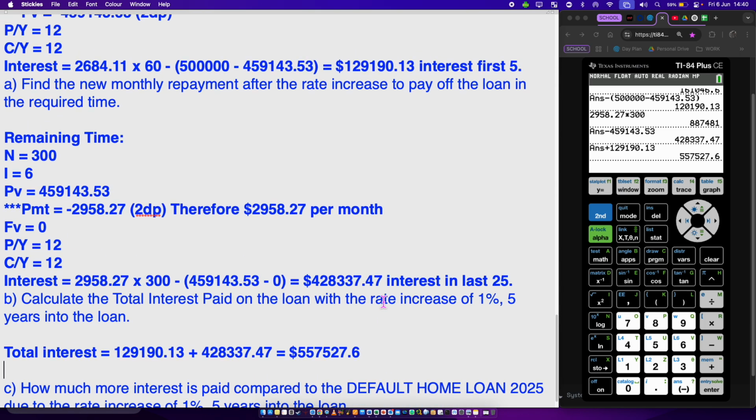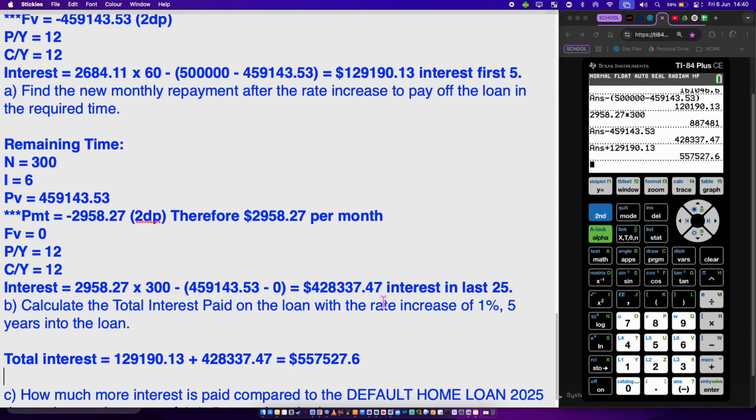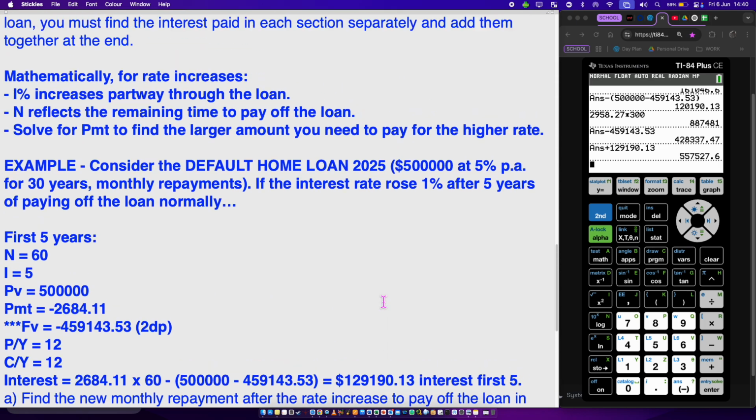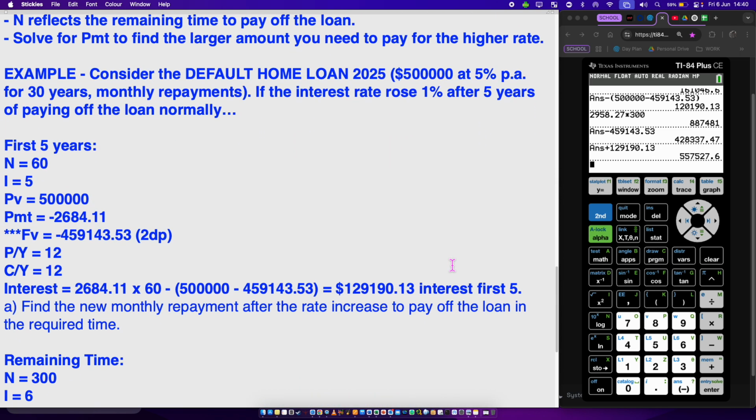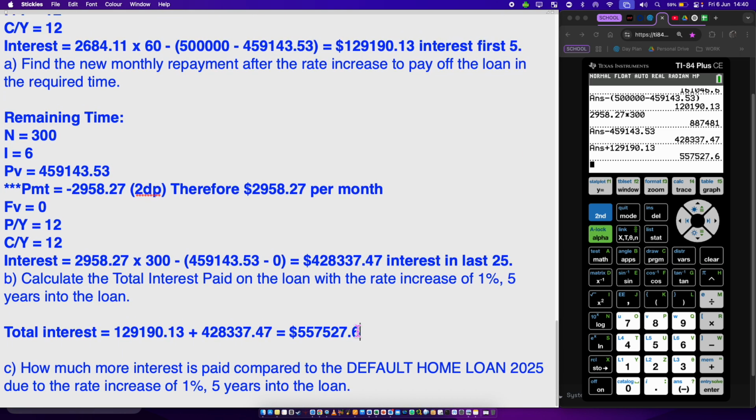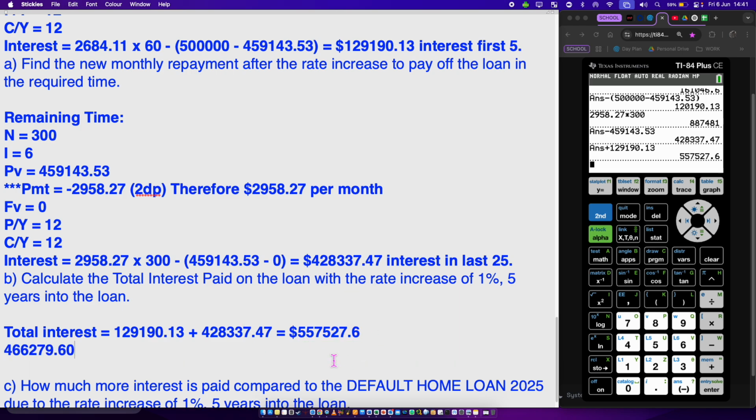Is that more than the default loan? What was the default loan amount of interest I had to pay? No, this was the default, $466,279.60 versus this amount. What was the culprit of that? The interest rate only increased by 1%. And it increased by 1% 5 years into the loan. That's just under 100 grand extra because of that 1%.